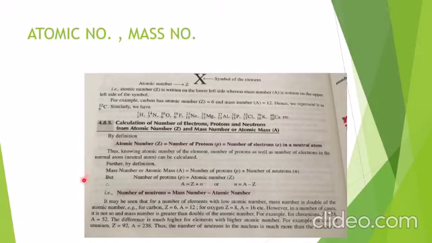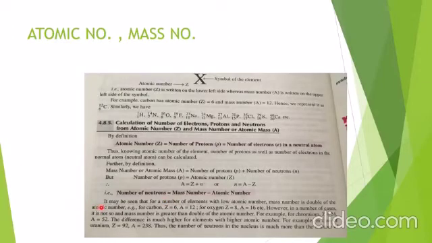Further, by definition, mass number or atomic mass is the sum of the number of protons and the number of neutrons. Number of protons is equal to atomic number, that is Z. So A is equal to Z plus N, and if we have to calculate N, the neutrons, then N is equal to A minus Z, where A is the atomic mass and Z is the atomic number. So the number of neutrons, what will be the formula? Number of neutrons is equal to mass number minus atomic number.